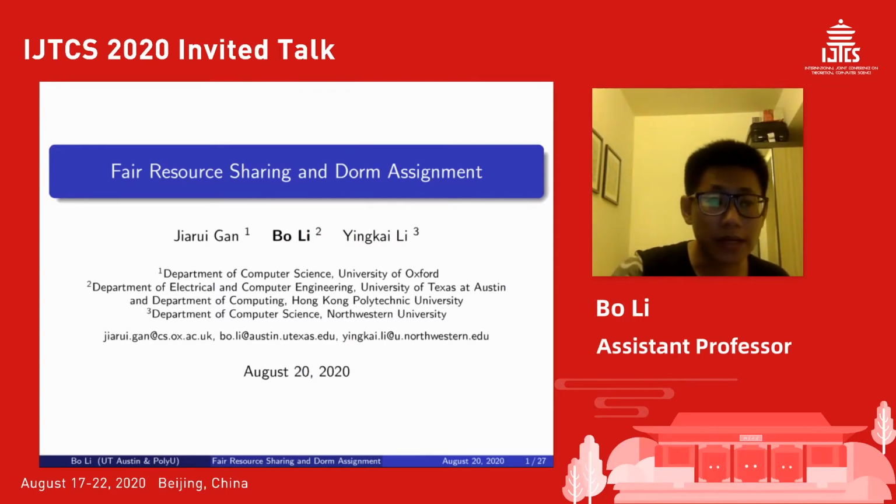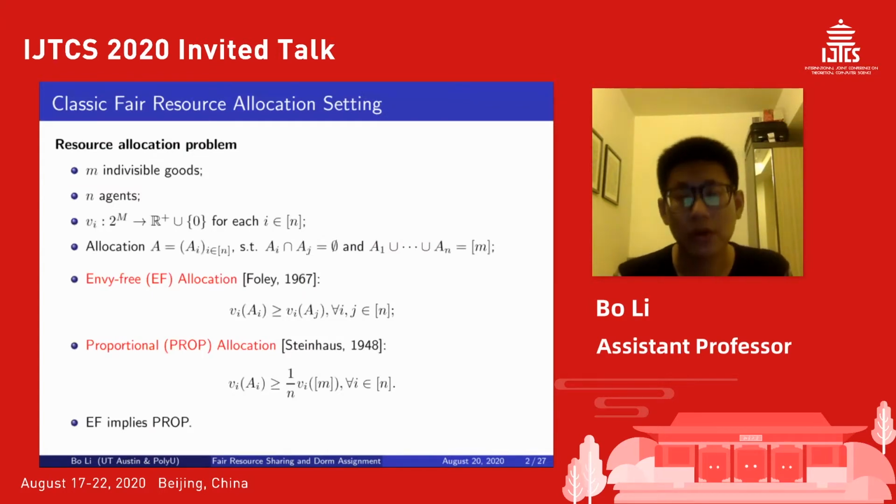So before I introduce our resource sharing problem, I want to first recall the classic resource allocation problem. In the classic setting, we have indivisible items, let's assume they are goods, and we have a set of n agents. Our task is to fairly allocate these items to the agents. Each agent i has a valuation function for all the items. So for each bundle of items, agent i has a value. This value represents how much agent i values this bundle.